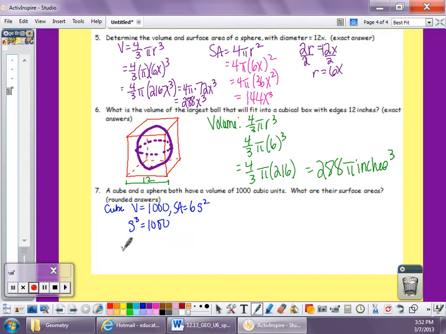So I'm going to take the cube root of both sides. So S is equal to the cube root of 10 times 10 times 10. I broke down 1,000. So S is equal to 10. So now I can say my surface area is 6 times 10 squared, which is 600 inches squared.